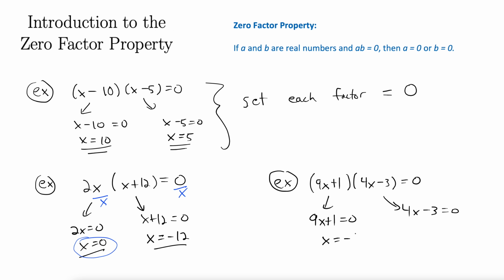So x equals negative 1/9. And over here we'll add 3 to both sides and divide by 4. So x equals 3/4. There we go. Two solutions to that equation.